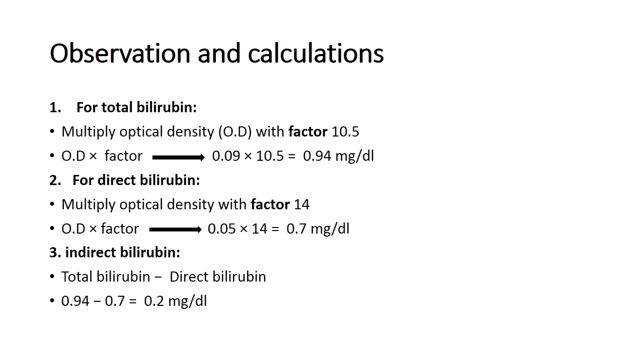In case of indirect bilirubin, we know that indirect bilirubin is equal to total bilirubin minus direct bilirubin. If we subtract direct bilirubin from total bilirubin, the answer will be 0.2 milligram per deciliter in this case, which is the value of indirect bilirubin.